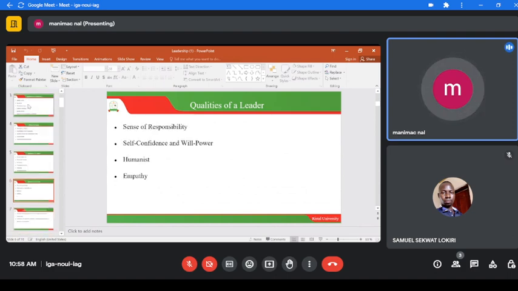So you also must have a sense of responsibility, being a leader who is responsible. You have to be confident, and you also have to have the will power, such that it will help you to have self-esteem within yourself.